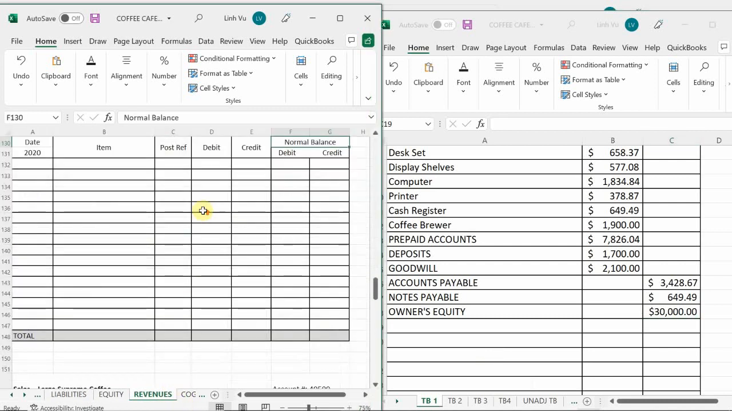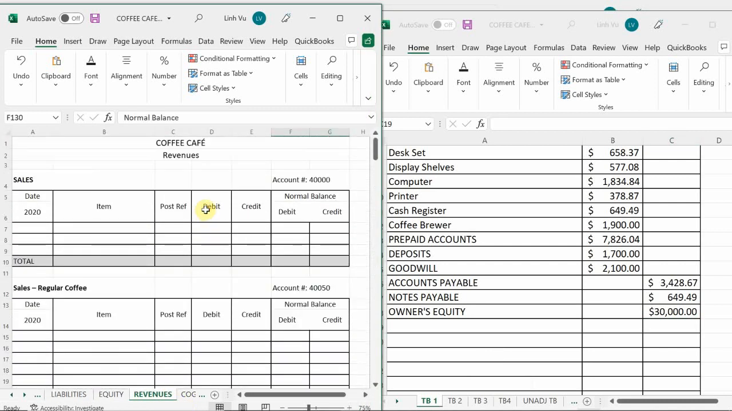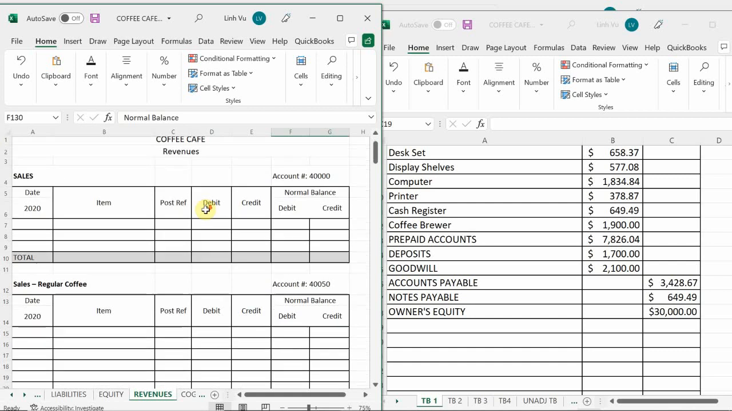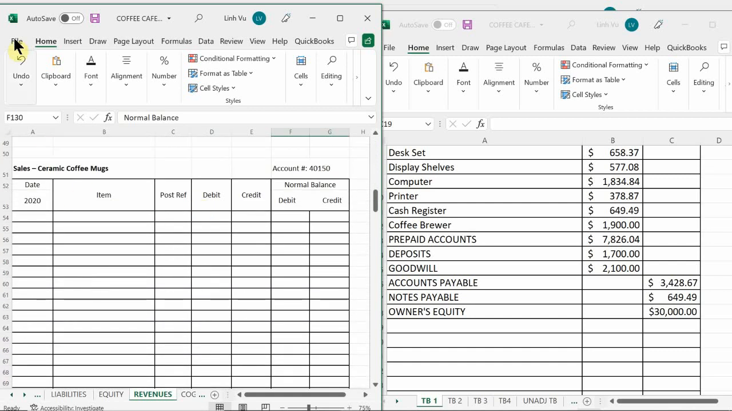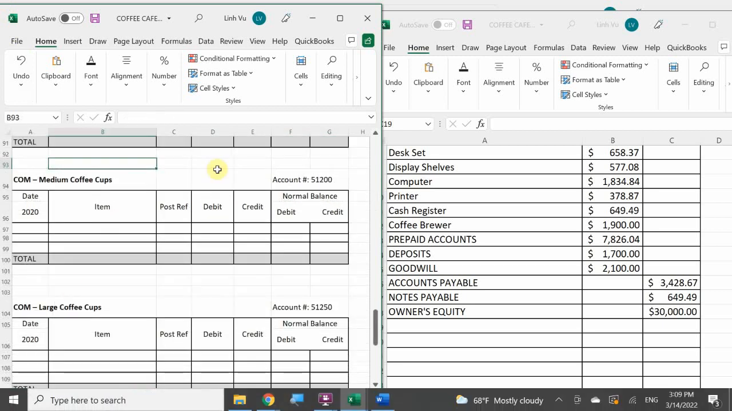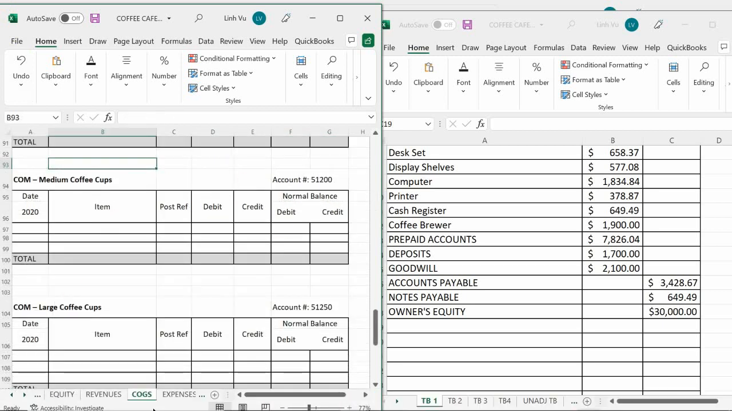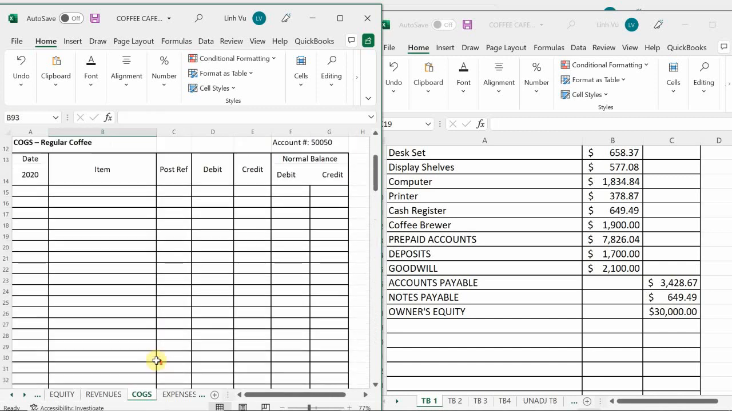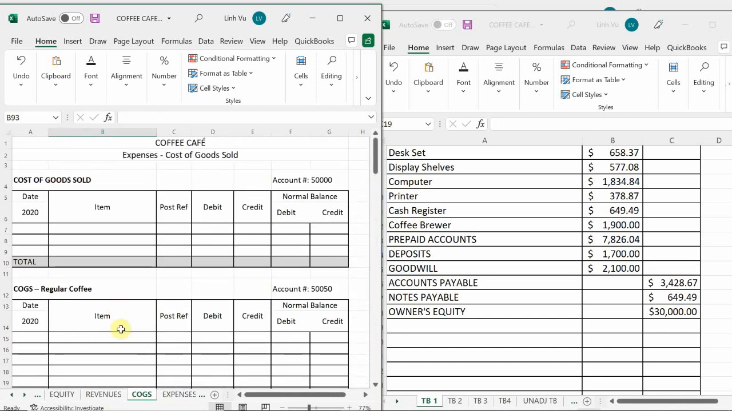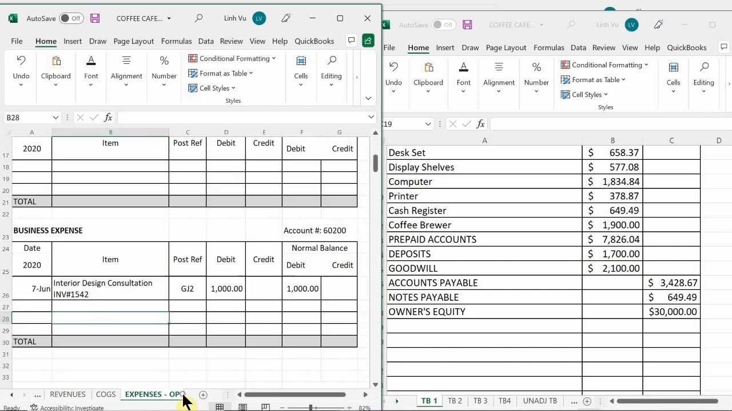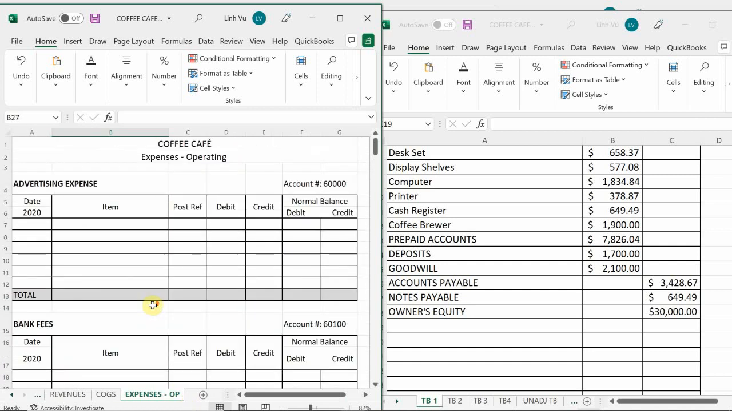Next section's revenues. We haven't sold anything yet. We haven't even opened up shop yet. So our whole entire revenue section is untouched. Cost of goods sold is directly correlated to when you sell a product. It's directly correlated to inventory. So in this case, nothing here because we haven't sold anything yet. So the last section is going to be expenses. Now, let's go ahead and go through every single expense.